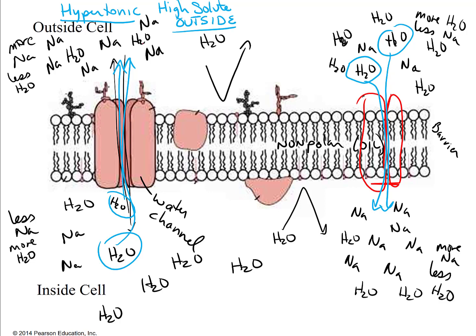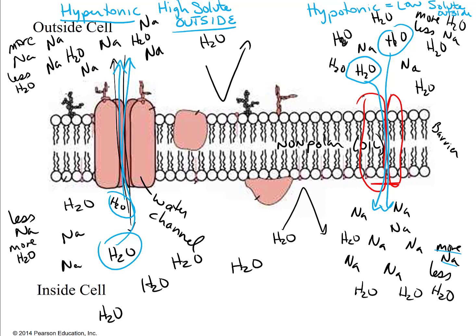The other one, you have more water on the outside, more solute on the inside. So we have more sodium on the inside, less sodium on the outside. They call that hypotonic. So hypo means low. Hyper is high, hypo is low, and tonic is solute. So this has a low solute outside and will cause water to move into the cell.